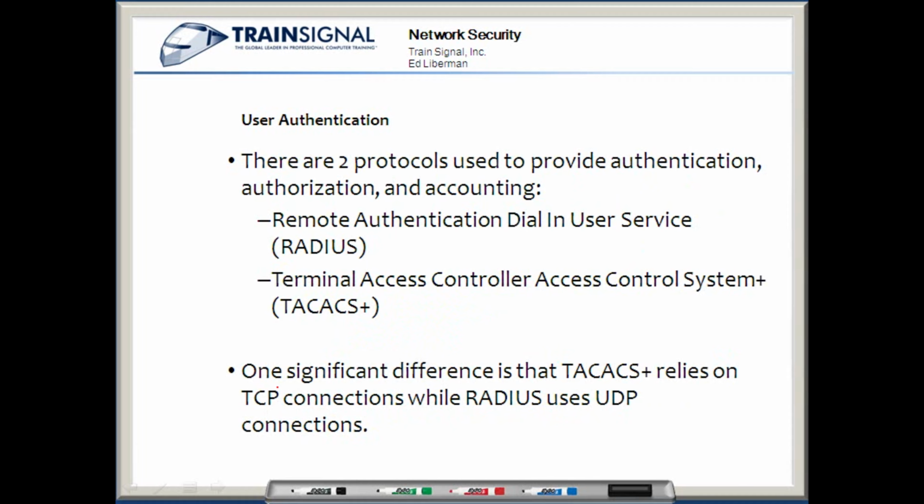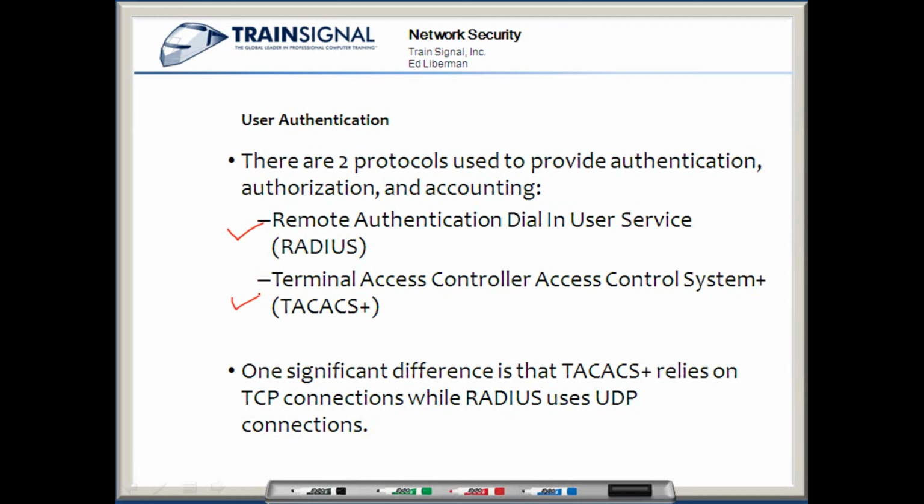And those protocols are called Radius and TACACS. Radius stands for Remote Authentication Dial-In User Service, and TACACS stands for Terminal Access Controller Access Control System. Now, both provide a similar level of services in the sense that they handle complete authentication, authorization, and accounting.